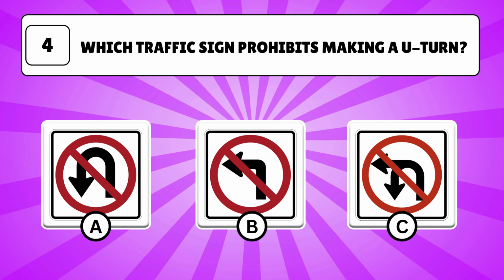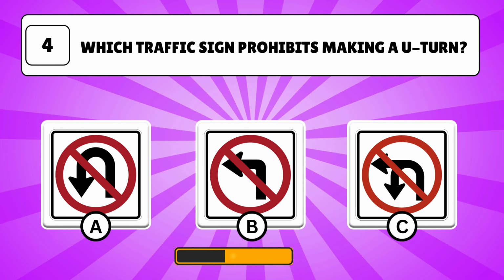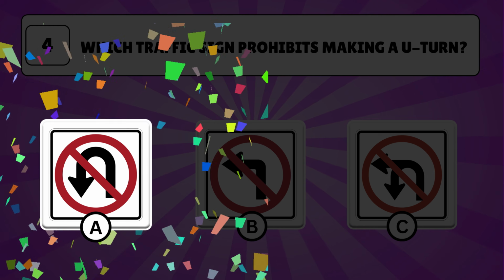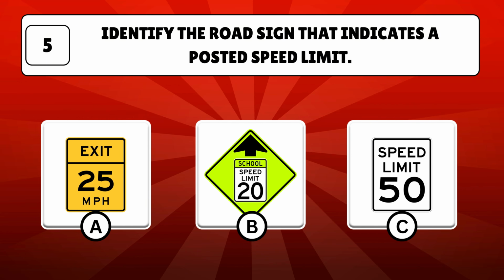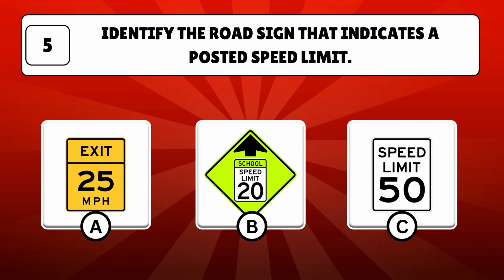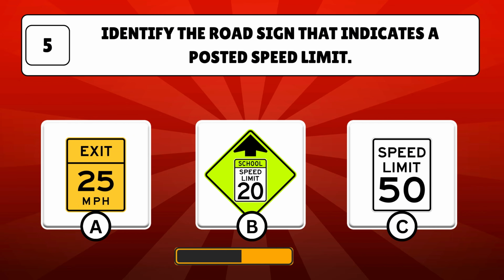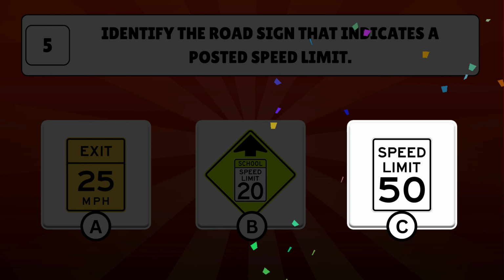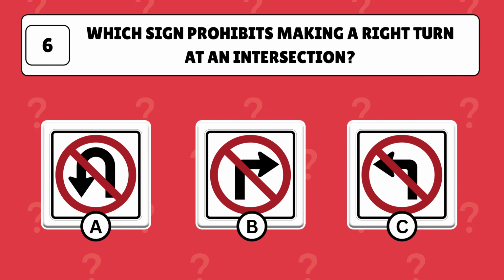Which traffic sign prohibits making a U-turn? Identify the road sign that indicates a posted speed limit. Which sign prohibits making a right turn at an intersection?